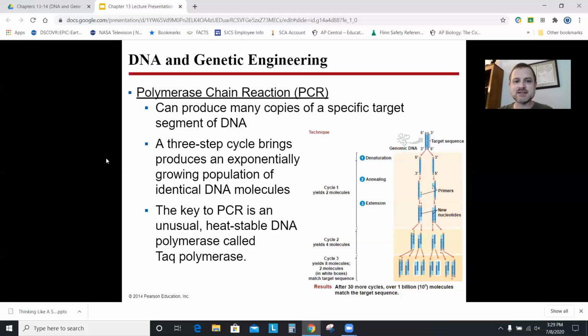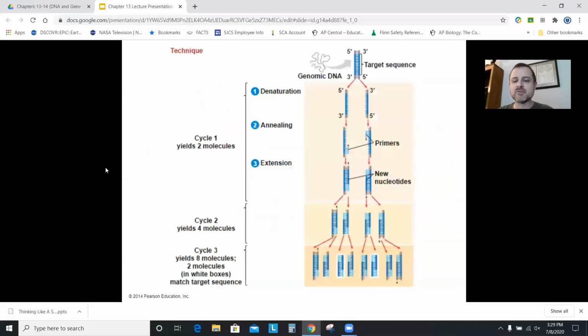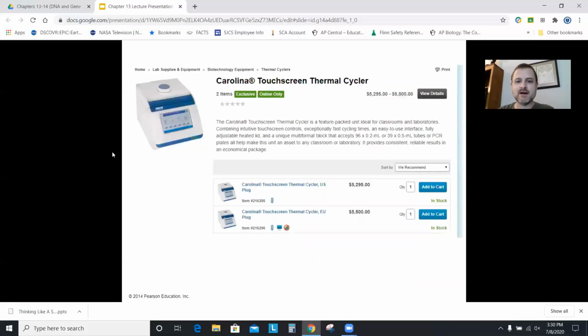Taq polymerase is the kind of polymerase made by thermophilic bacteria. So we don't use human polymerase, we use Taq polymerase in PCR because it doesn't mind being hot, all right?